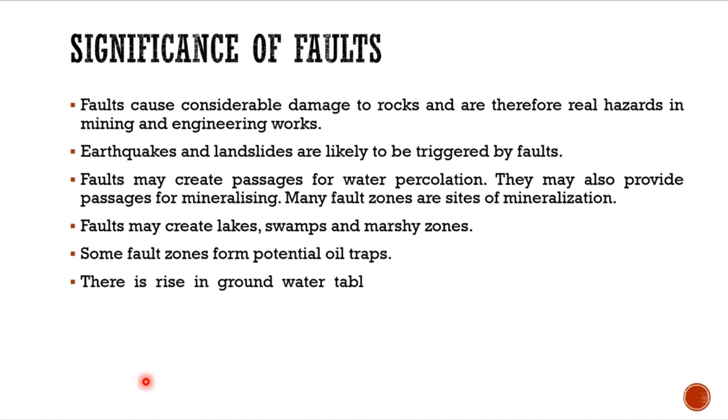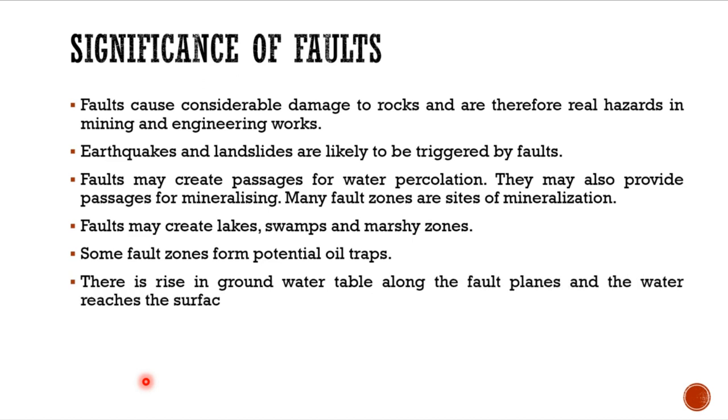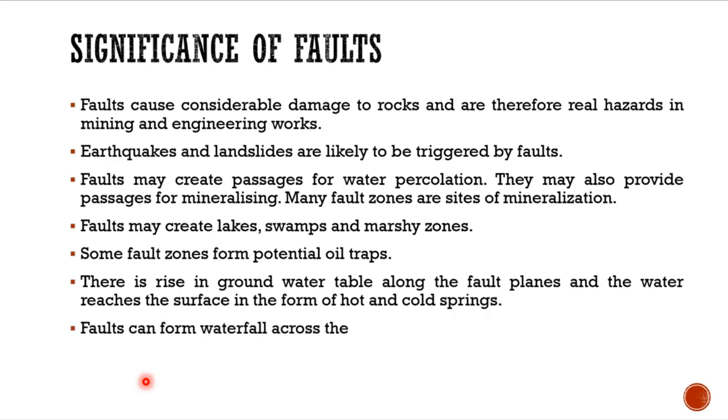There is a rise in the groundwater table along the fault planes, and the water reaches the surface in the form of hot and cold springs. As a matter of fact, most of the hot and cold springs are situated along the fault planes. Then, faults can form waterfalls across the rivers.